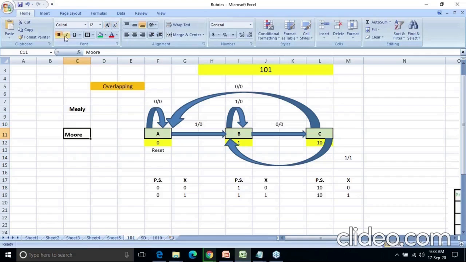What is meant by that? Let me know how many states you require to implement 101 using a Moore state diagram. As I told you, 1 more state is required to represent the same sequence in Moore. So for Mealy, how many states do I require? 101 has 3 bits, so I require 3 states. But in Moore, I require 4 states. How that happens, I will tell you afterward.